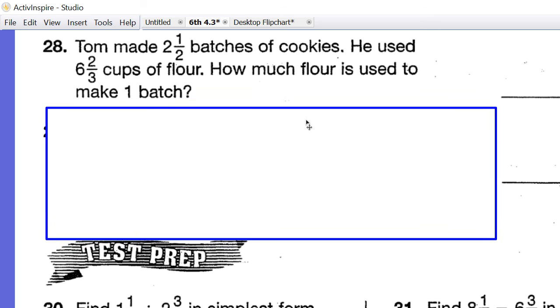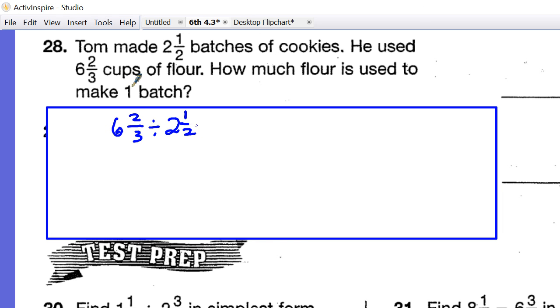So number 28 says, Tom made 2½ batches of cookies. He used 6 2/3 cups of flour. How much flour is used to make one batch? That is asking how much flour is per one batch of cookies, so we're going to divide by the cookies. So what that means is to take the flour, which is 6 2/3, and divide by the number of batches of cookies, which is 2½.